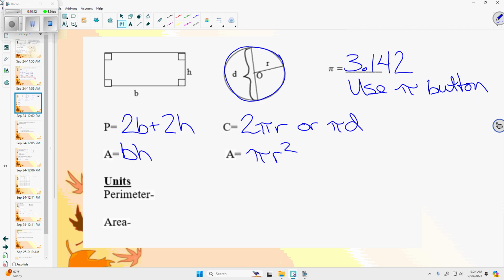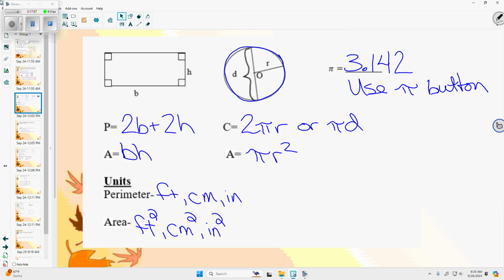All right, when we label for perimeter, we label it in whatever units our sides are in, like feet or centimeters or inches. Whatever we have measured everything in, that's the same label. But when we label for area, what do we do to those? It's not just feet, it's feet what? There it is. Or centimeters squared or inches squared, etc. You have to have the squared in there when you're dealing with area.